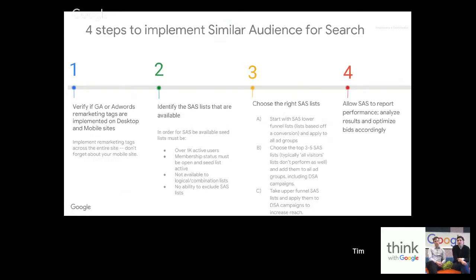And then finally, we want to really use the reporting aspect of AdWords to analyze the results, and then be able to be in a situation where we can optimize bids accordingly based on all that performance. So obviously these steps might sound complicated, but the fact that these lists are essentially based off the remarketing list, it's a natural continuation of everything for you.